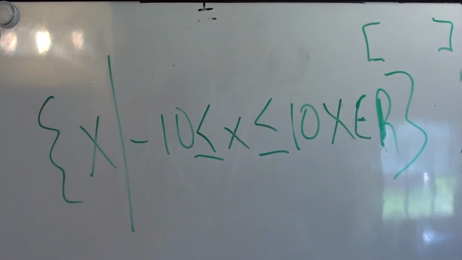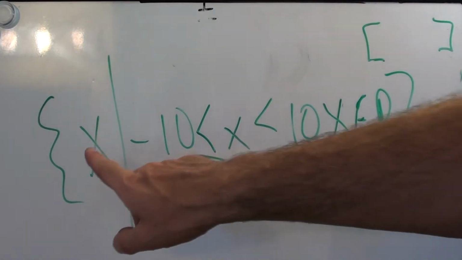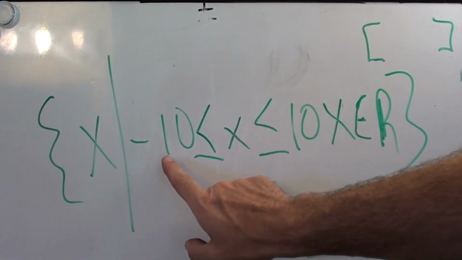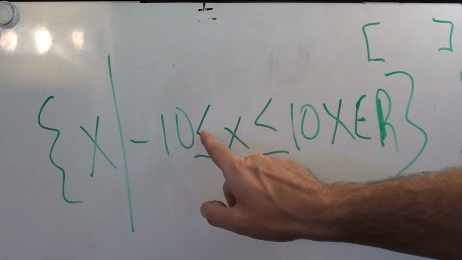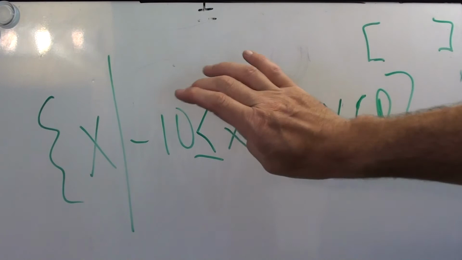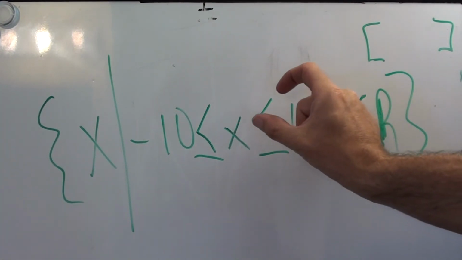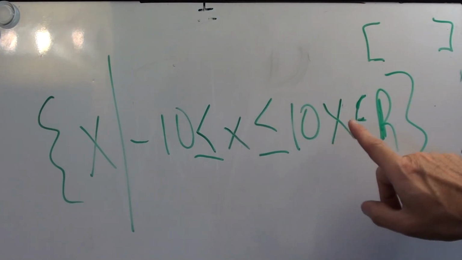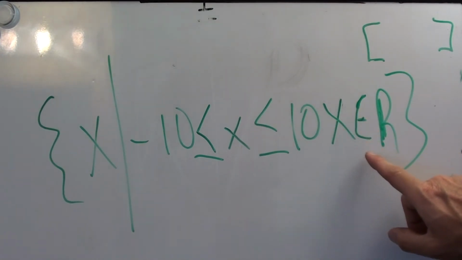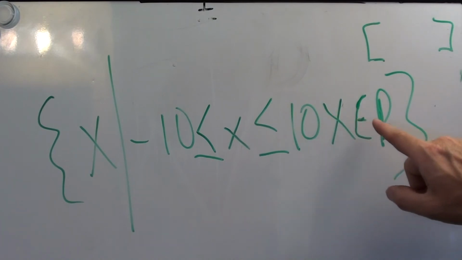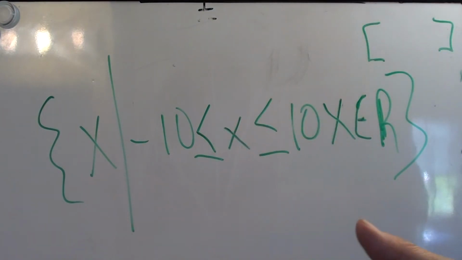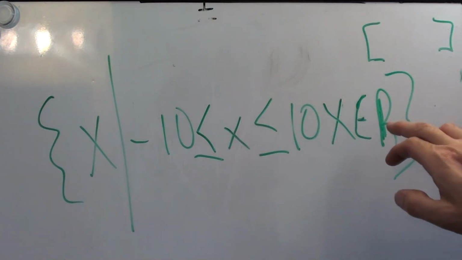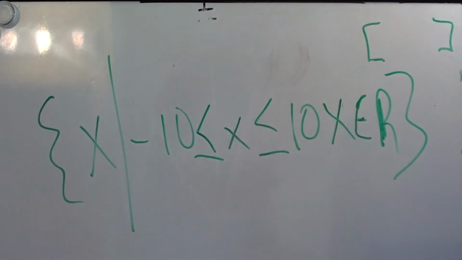So I just want to review, okay? So this is set notation, looking at x such that negative 10 is less than or equal to x, the domain, the variable, less than or equal to 10, for all numbers x that are, what kind of numbers are there? Well, we've looked at integers, but these are all real numbers from negative 10 to 10.